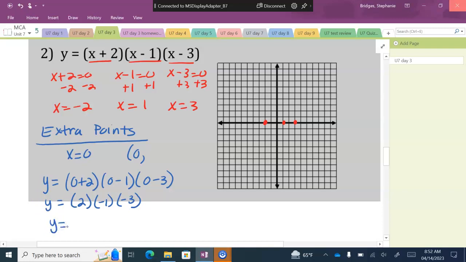If I multiply 2 times -1 times -3, I get a positive 6. So one of my extra points is going to be 0, 6. So I'm going to put that there. And then I have another point I need to choose in between 1 and 3. The only whole number there is 2. So I'm going to plug in 2 next.